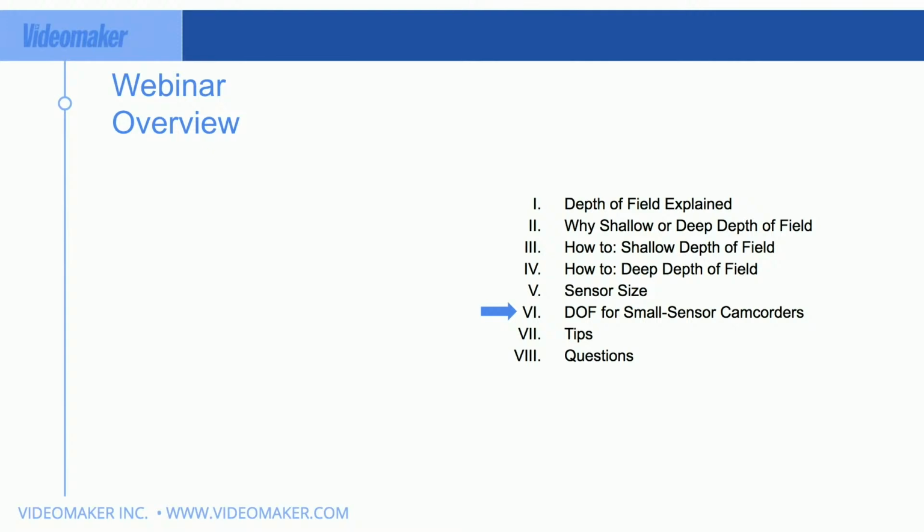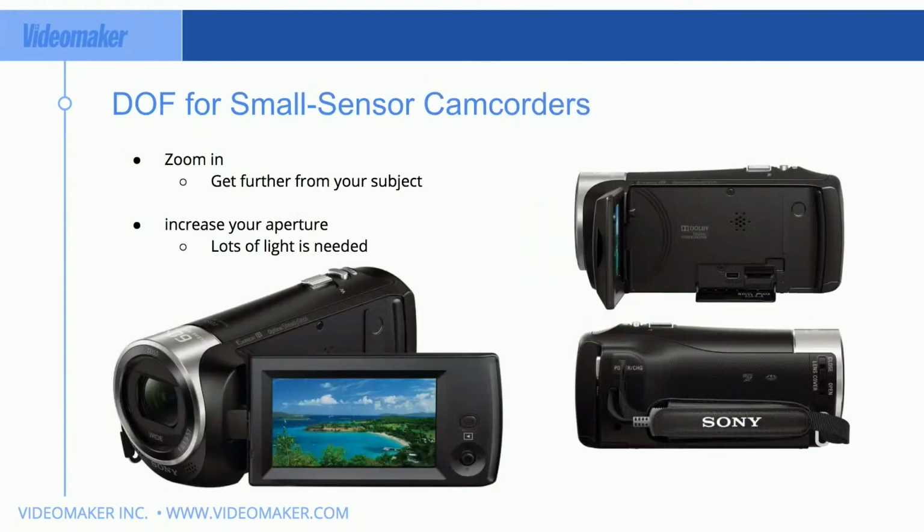Okay, depth of field for small sensor camcorders. All right, so zoom in, get further from your subject, increase your aperture, lots of light is needed. If you're able to, use the lowest F number you can have your camera at, and the further you can zoom in, the more space compression is going to help you show off the depth of field that you are getting from that camera. That's just the only way to do it. It's the only way. You have to use space compression to get a shallow depth of field from a camcorder.